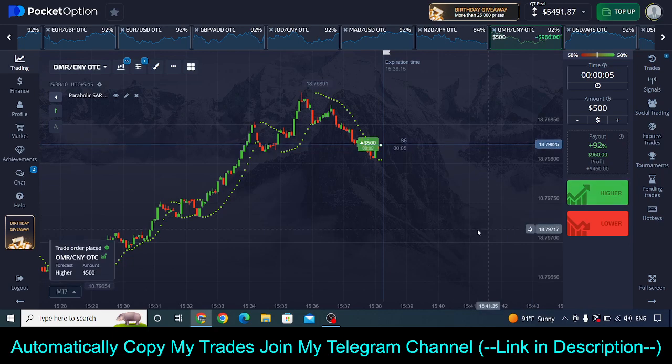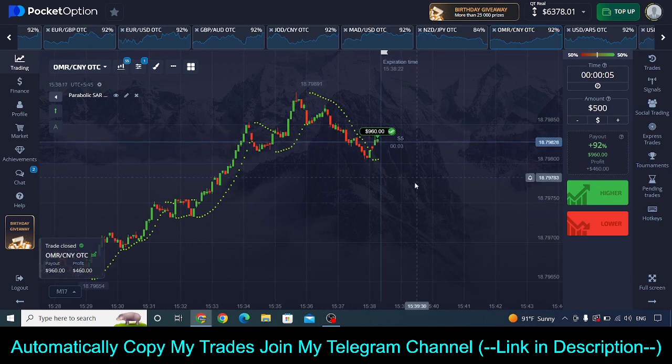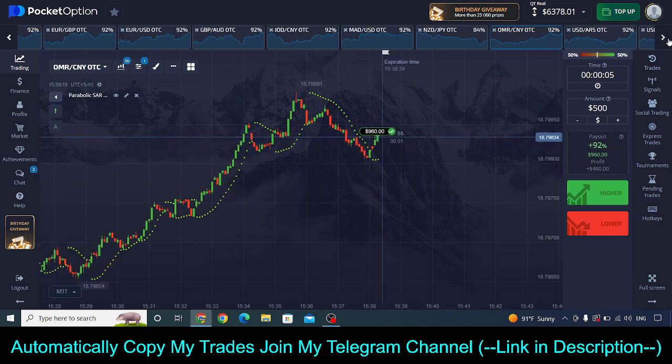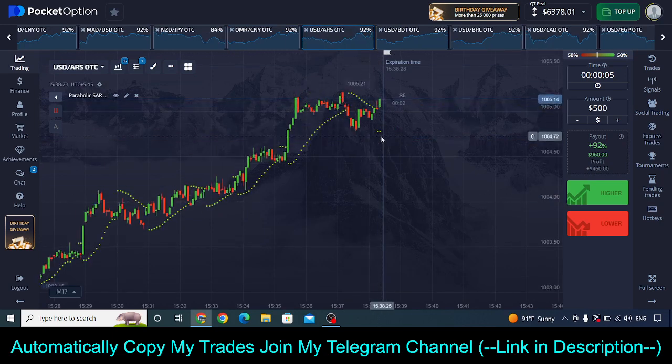Here one dot, second dot. Dots are below the candles, that's why I made a trade by clicking on higher, and we made a profit here also. 7 trades are profitable already. Until one trade is lost, we are not going to stop trading.